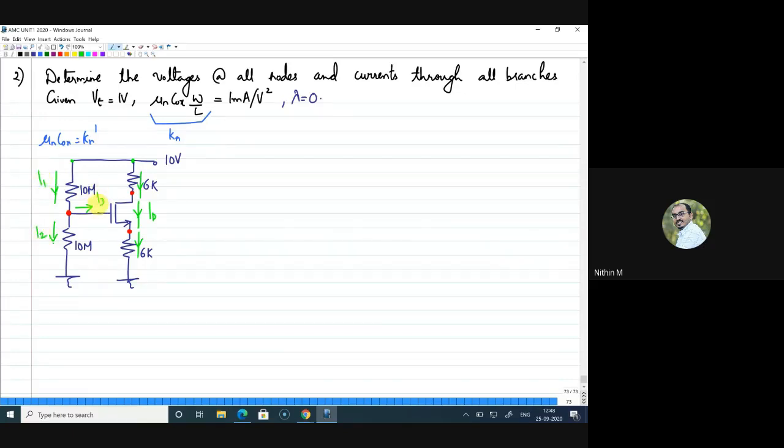Is it right? No, sir. It is not correct. Why? The reason is the gate current is 0. Yes, very true. Correct. I saw the responses from people. Thank you.